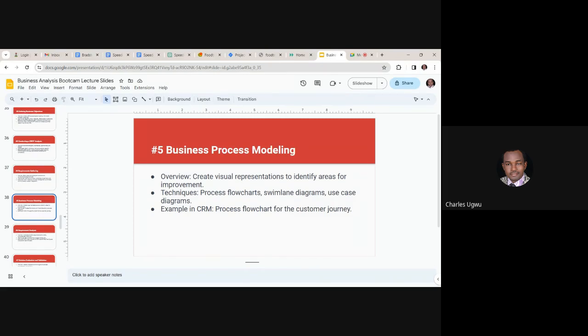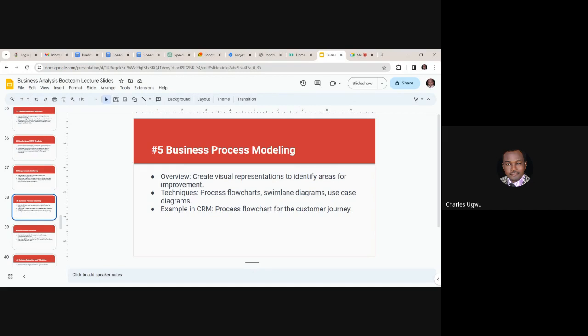Some of them need to be in a use case diagram, some of them in a flow chart, some of them in a swim lane. This is another thing you need to understand and master as a business analyst. You must know how to create a good process flow chart. You must know how to use a swim lane. And you must know how to use a use case diagram to analyze information.